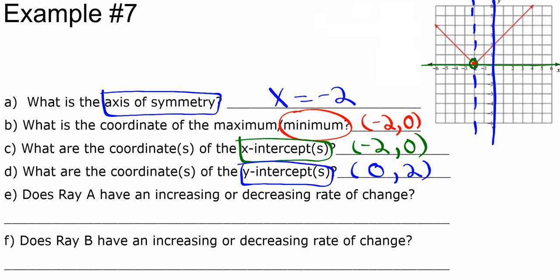Next, we're going to talk about ray A to see if it's an increasing or decreasing rate of change. Ray A is the first part of my graph. When I read this like a book from left to right, it is going down, so it is decreasing.